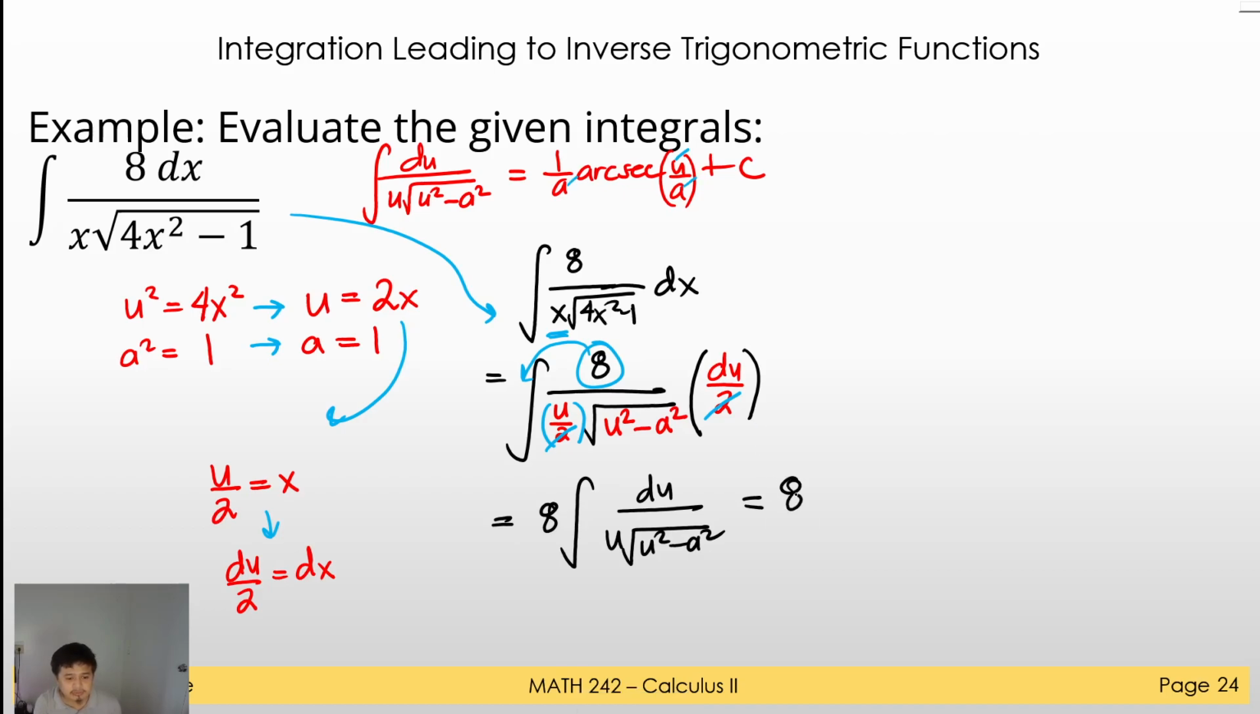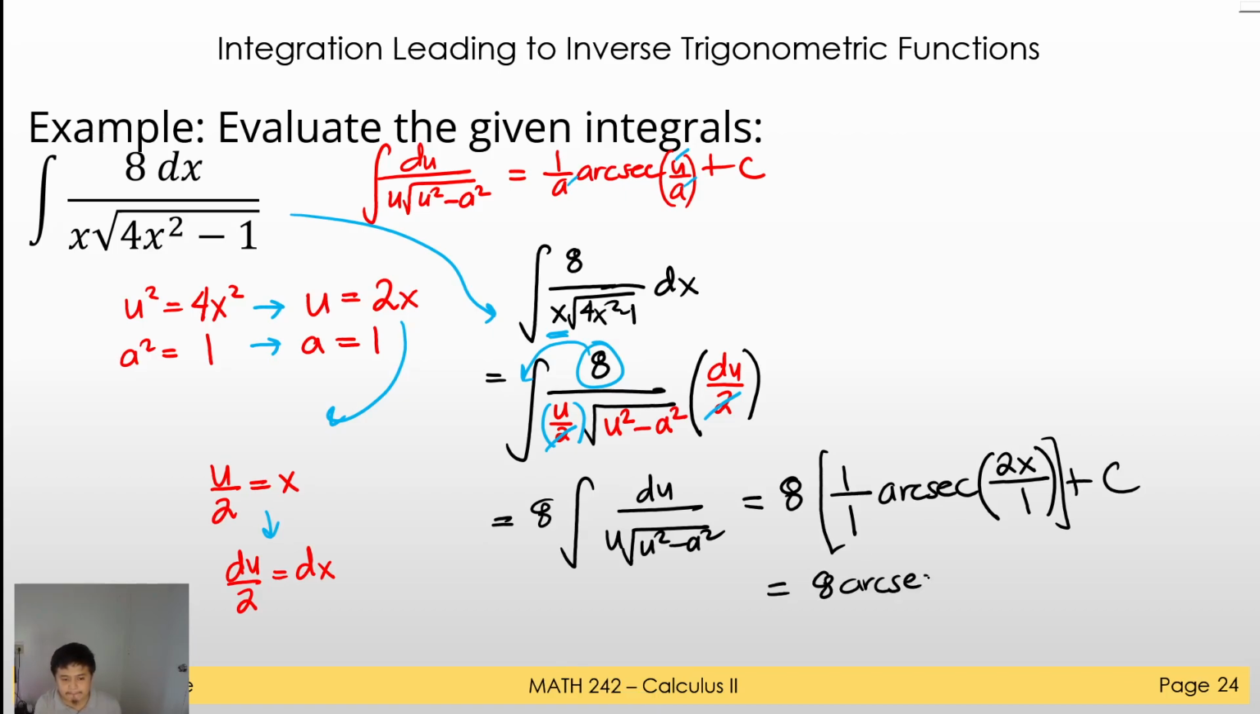So therefore the answer should be, so 8 here, and then the integral of this. So the integral of this is, you have 1 over a, so 1 over 1, arcsecant u over a. So u here is 2x, so 2x over a, so 1, plus c. So the final answer will be 8 arcsecant 2x plus c. Okay?